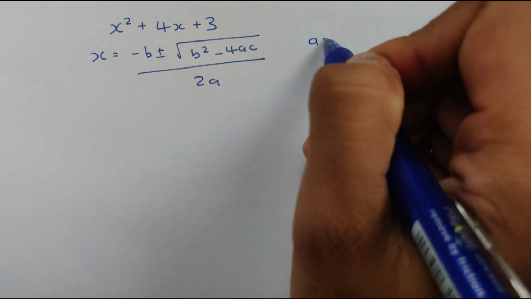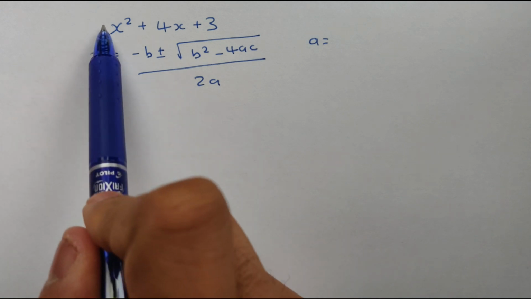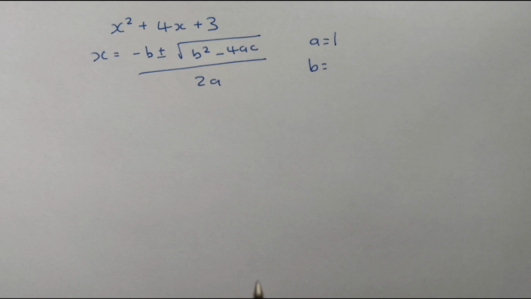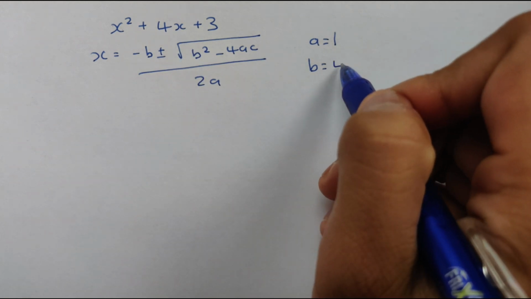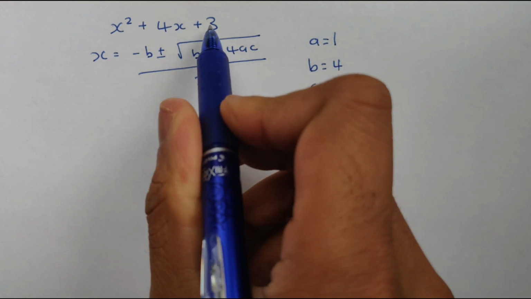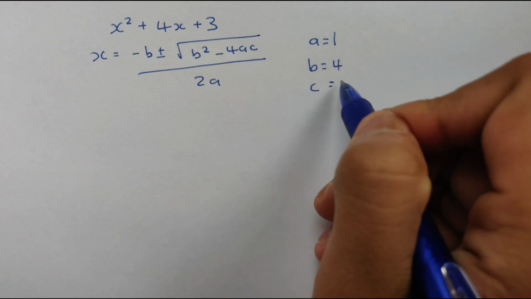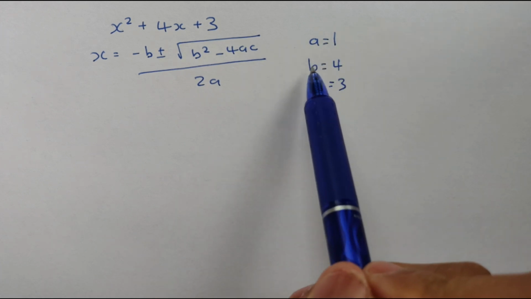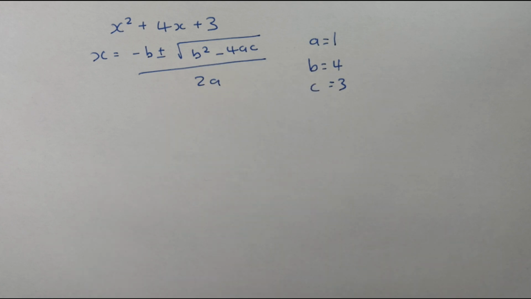So a is equal to the coefficient in front of the x squared, which is 1. b is equal to the coefficient in front of the x, which is 4. c is equal to the constant over here, which is 3. Now it's a matter of substituting the values of a, b, and c into our quadratic formula.